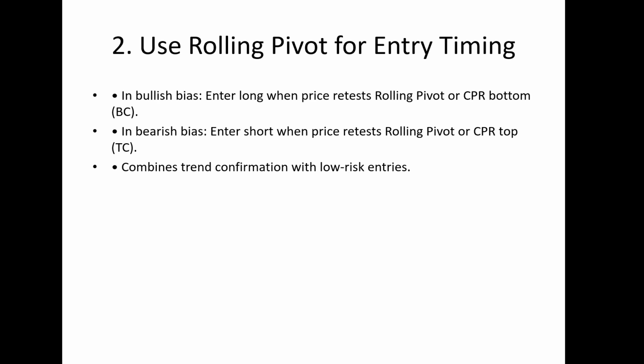Use rolling pivot for entry timing. In bullish bias, enter long when price retests rolling pivot or CPR bottom. In bearish bias, enter short when price retests rolling pivot or CPR top. It combines trend confirmation with low risk entries. So you will be entering into the market with low risk.